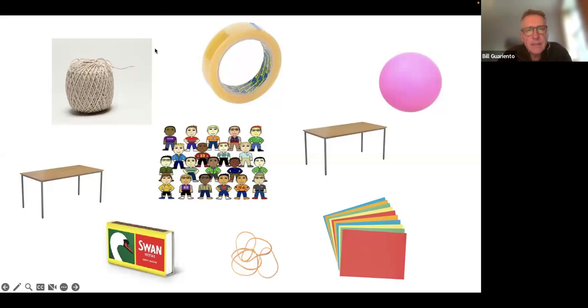So how do you think I could use all of these materials that you can see to give the students a task? What could I ask these engineering students to do?